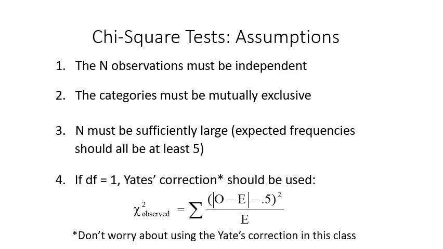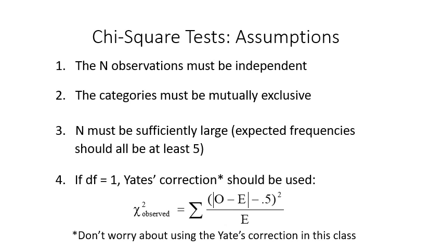And this doesn't mean that the categories are independent. Don't get this confused with the test of independence. This means that the observations, the individual people that are polled, are independent, and that is sampling methods. The categories must be mutually exclusive. You can't have overlap, and your n's must be sufficiently large.